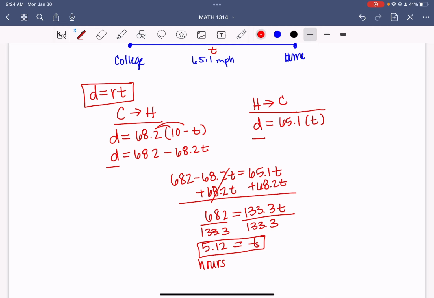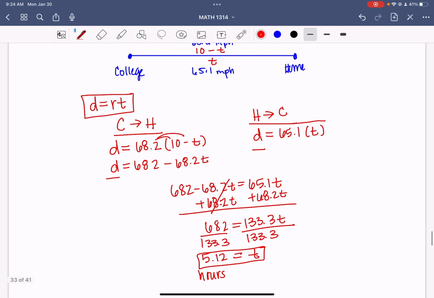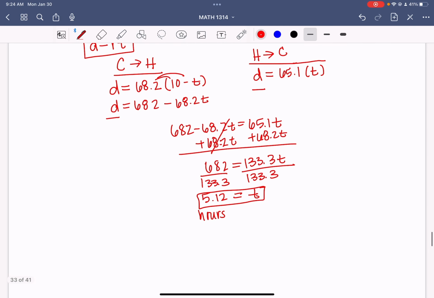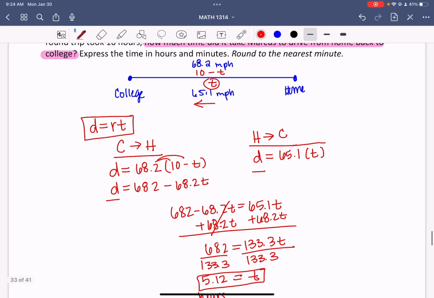is how long it took to get, T is representative of our direction of going from home to college, which is what we're asking. If the total round trip took 10 hours, how much time did it take to drive from home back to college? We can see it took us 5.12 hours.